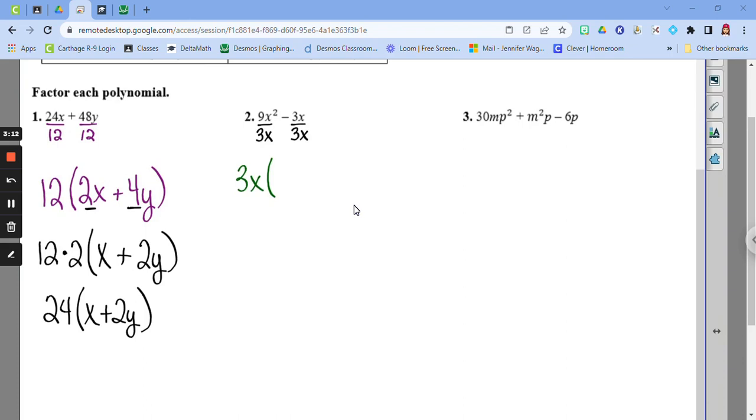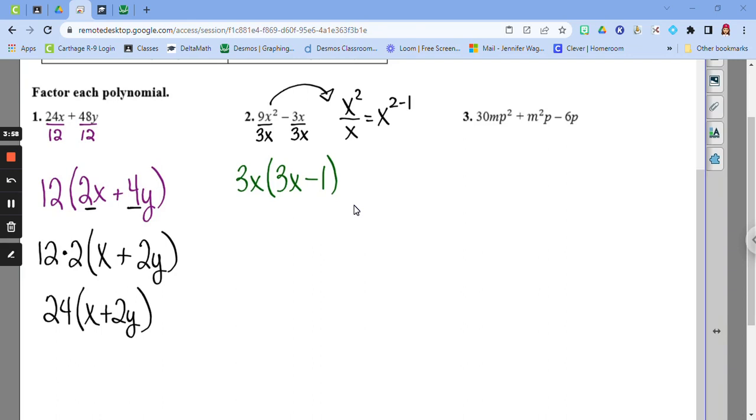So 9x squared over 3x becomes 3x, minus 3x divided by 3x becomes 1. When we're working with these, again, 9 divided by 3 is 3. X squared over x, remember we're subtracting our exponents. So that's the property we're going to be working with today, is subtracting those exponents.